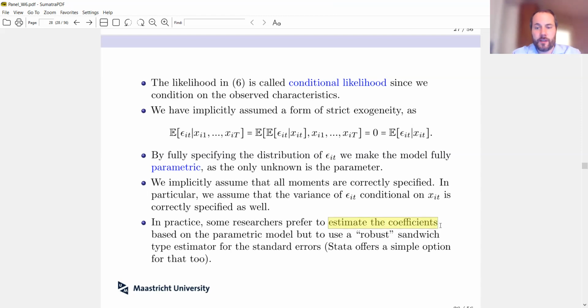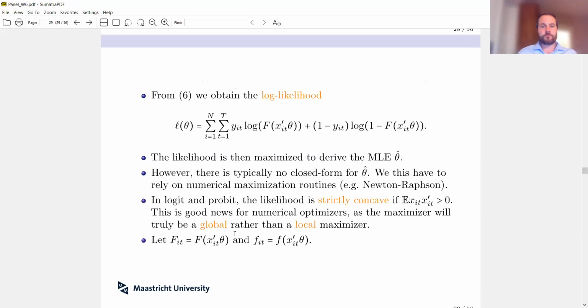So what people do in practice, in order to check whether these assumptions are robust to slight deviations, is estimate the coefficients using a parametric model, but then use a robust sandwich-type estimator for the standard errors. Now, Stata has buttons for that, and I think later on we will also take a look at how to do this. Okay. So from 6 we get the log likelihood, and we just calculate the MLE.